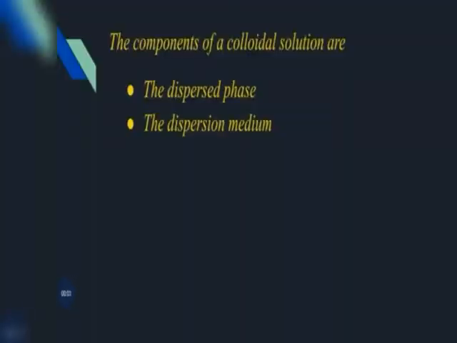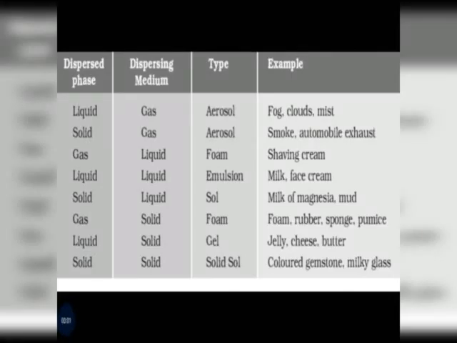The components of a colloidal solution are the dispersed phase and the dispersion medium. The solute-like component or the dispersed particle in a colloid form the dispersed phase. The component in which the dispersed phase is suspended is known as the dispersion medium. Some of the examples for dispersed phase and dispersing medium are given here.